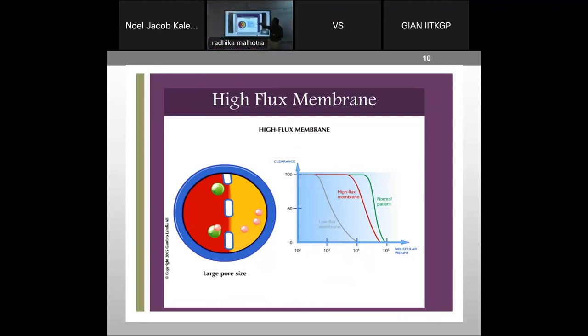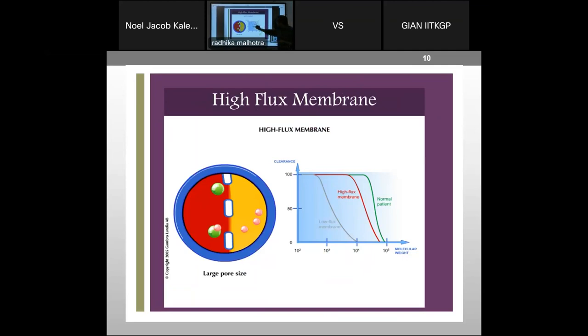So a normal kidney has almost 100% clearance for up to 10 to the power 4 molecular weight solutes. But none of the membranes that we use can reach here. It can never reach here.